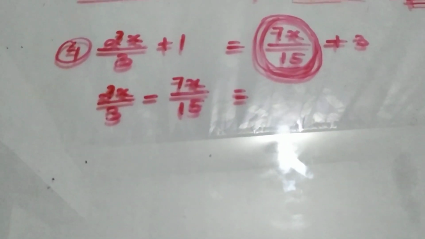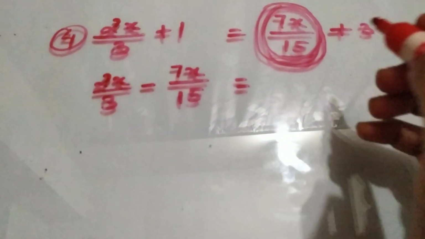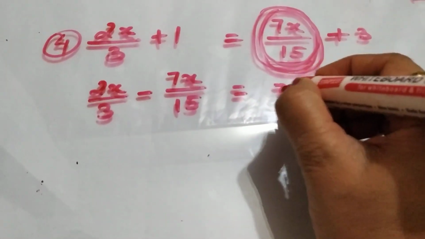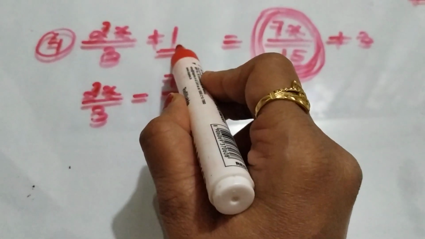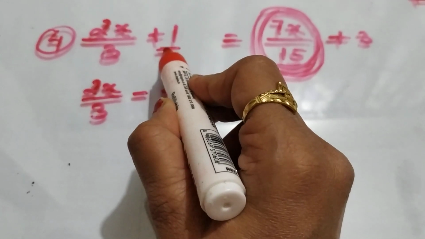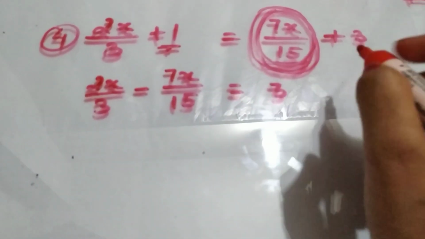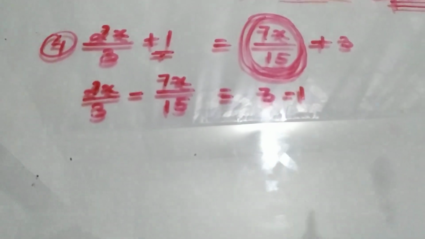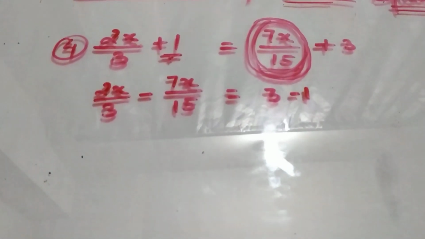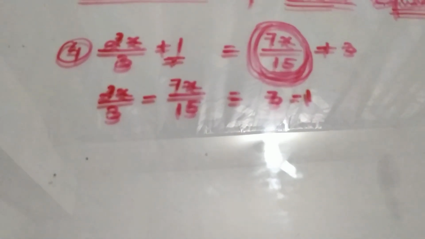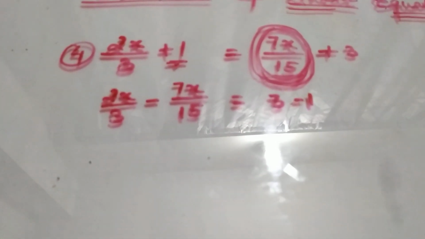Now we collect all the constants on the other side. So plus 3 is here. Here it is a constant, plus 1. Whenever we take plus to the left side, it will become minus. Right?